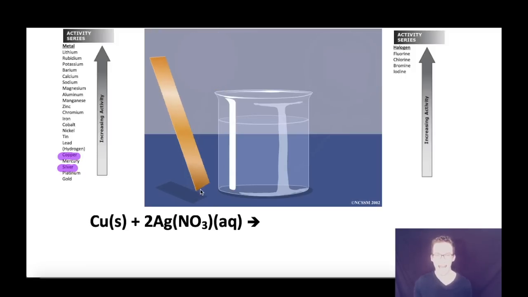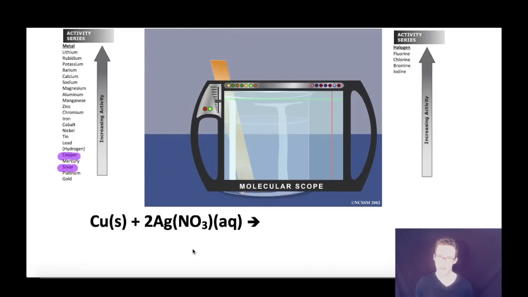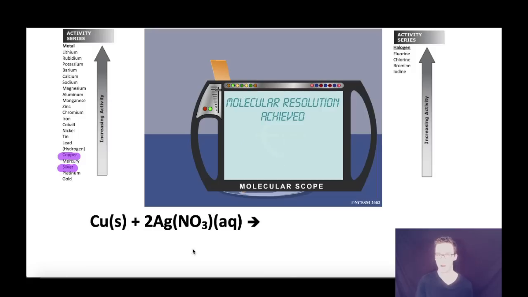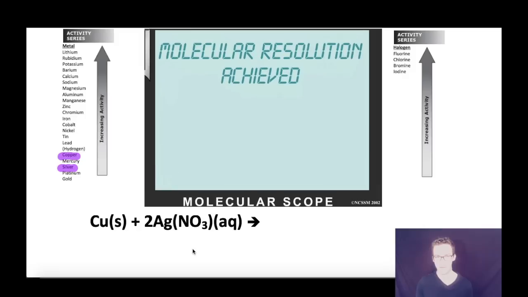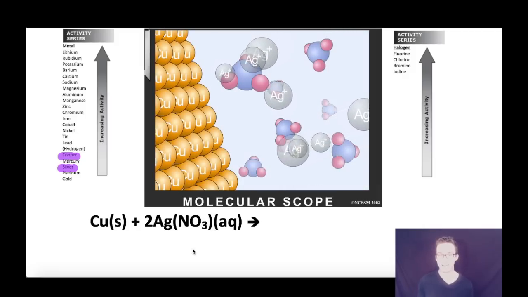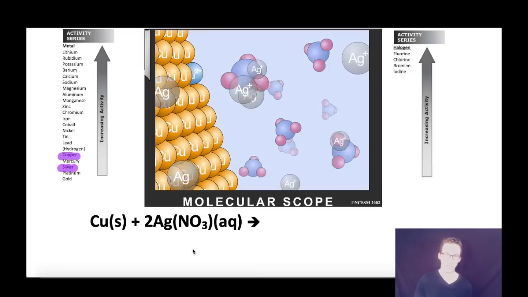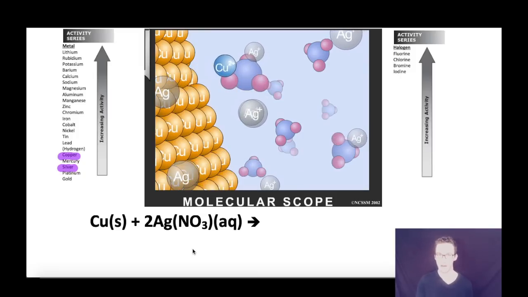Okay, so we're going to add the copper to the silver nitrate solution, and we're going to think about what is happening here at the atomic level. We've already decided, using our activity series, that the copper is more active than the silver, so this reaction should occur. But what's happening at the atomic level? As we take a look here, the copper is essentially pulling the silver out of solution and jumping into solution itself.